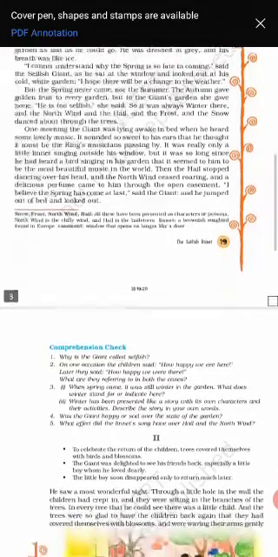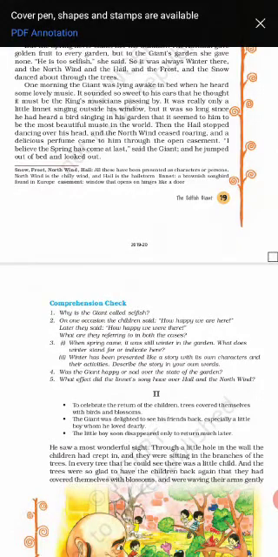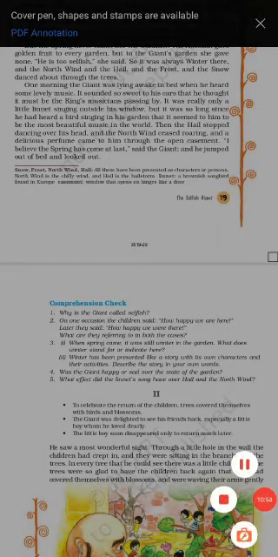And this is the comprehension check question, dear students. There are five questions. You will do it in your homework copy, and tomorrow I will teach you the second part, okay dear students.